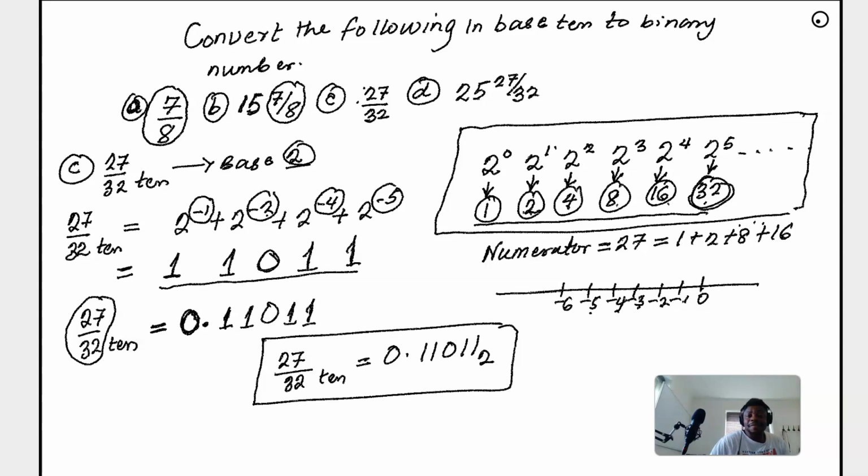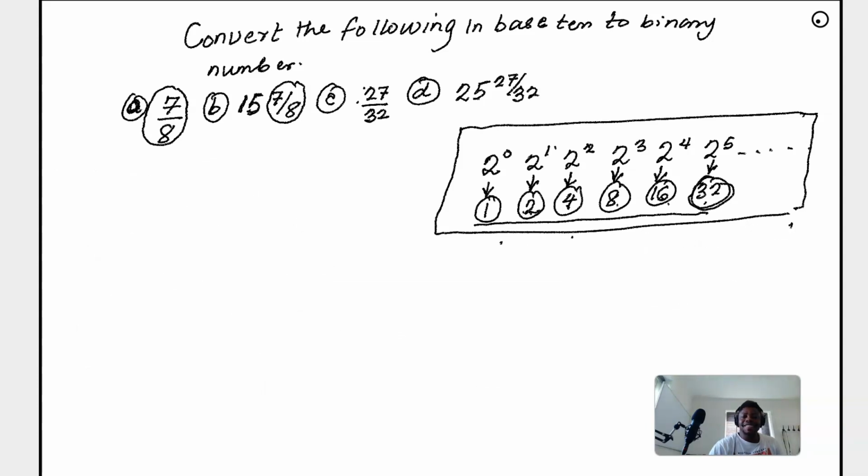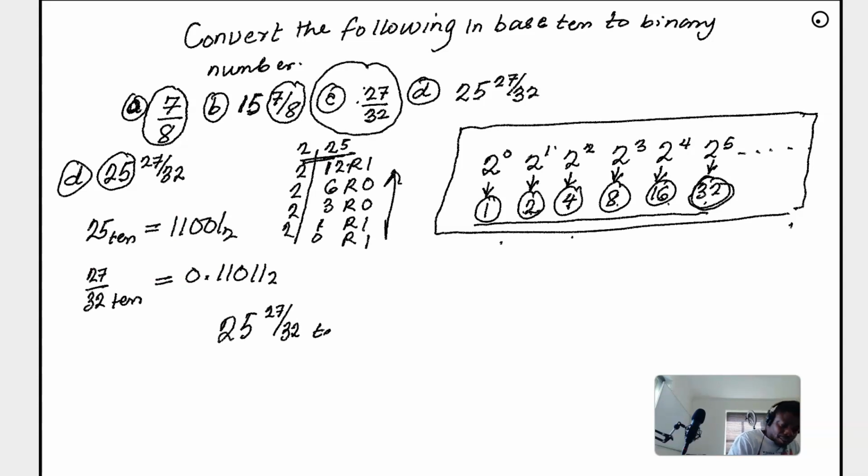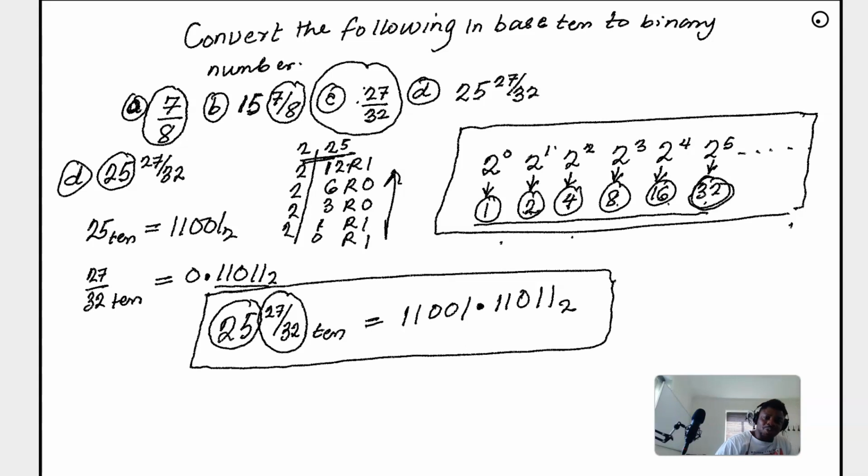Now, the last question, I will give you 10 seconds to do the last question. And your time starts counting now. Or you pause the video and you quickly use 10 seconds to solve the question. Then you can check the solution. Okay. Now, let's see if you're correct or wrong. 27 over 32 in base 10 to base 2.